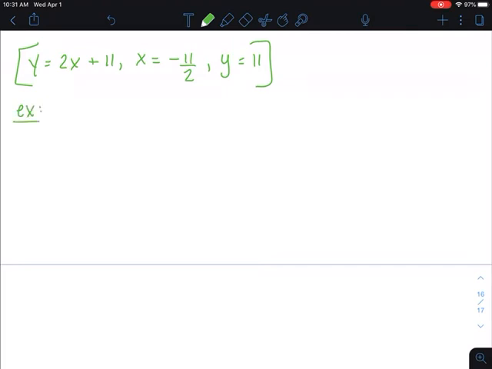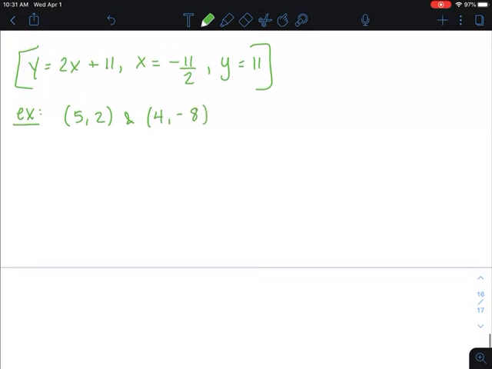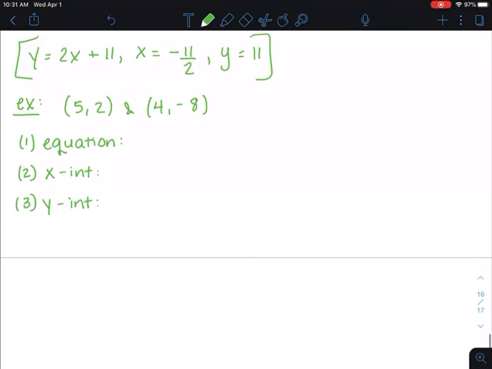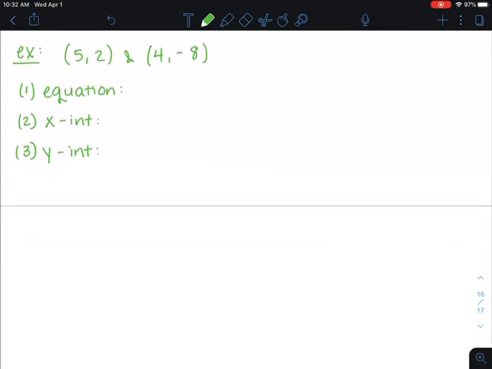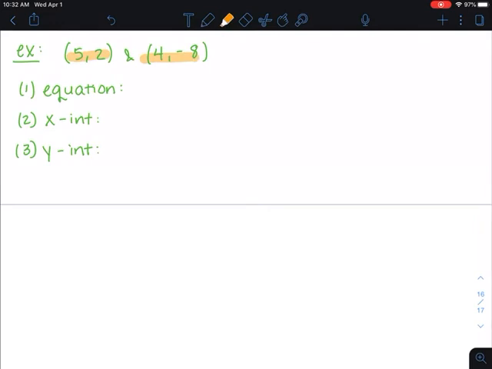Alrighty, so let's look at another problem. Let's say I have the points 5, 2, and 4, negative 8. Alright, so again we're finding 3 things: the equation in slope-intercept form, the x-intercept, and the y-intercept. Alright, so again, they don't give us any zeros at all in either one of our points, so we don't have any intercepts given to us.